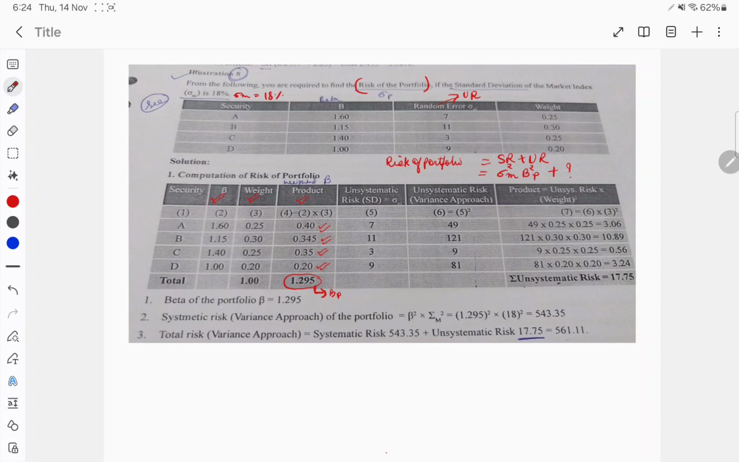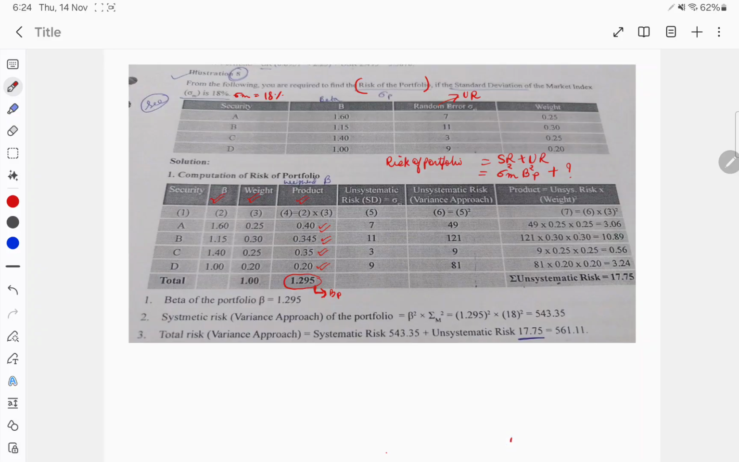In the previous question, it was mentioned in the subparts what you have to calculate. And suppose in the examination they directly ask you to calculate the risk of the portfolio, and they don't give the subparts to calculate first the beta of the portfolio, then the systematic risk. So you must be aware of how to calculate this if the subparts are not given. I'm making you aware regarding this. So first you will calculate the beta of the portfolio.